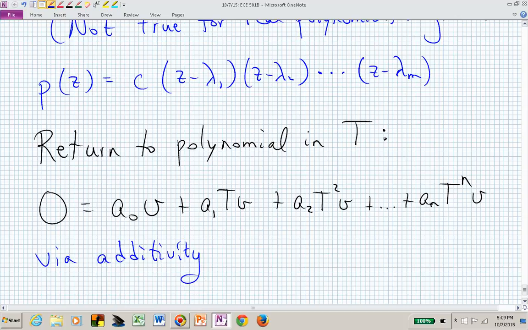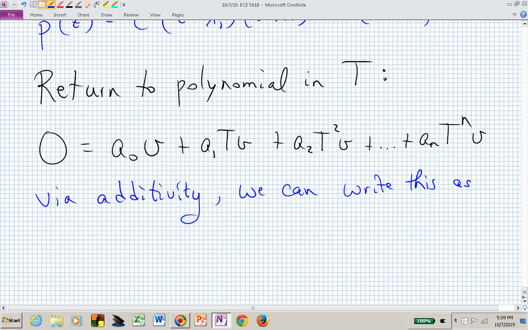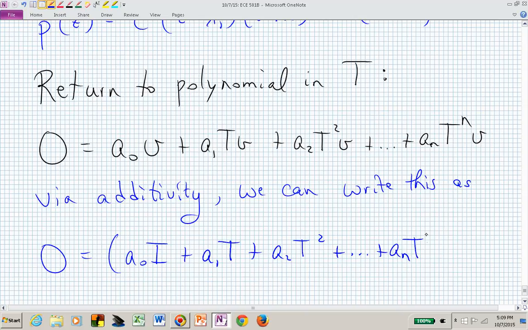Let's factor that out. So via additivity, we can write this equation. Zero is equal to a sub 0 plus, and now let me go ahead and put the placeholder in there since these are now maps or matrices, a sub 0 I, a sub 1 t plus a sub 2 t squared plus a sub n t to the n times v.